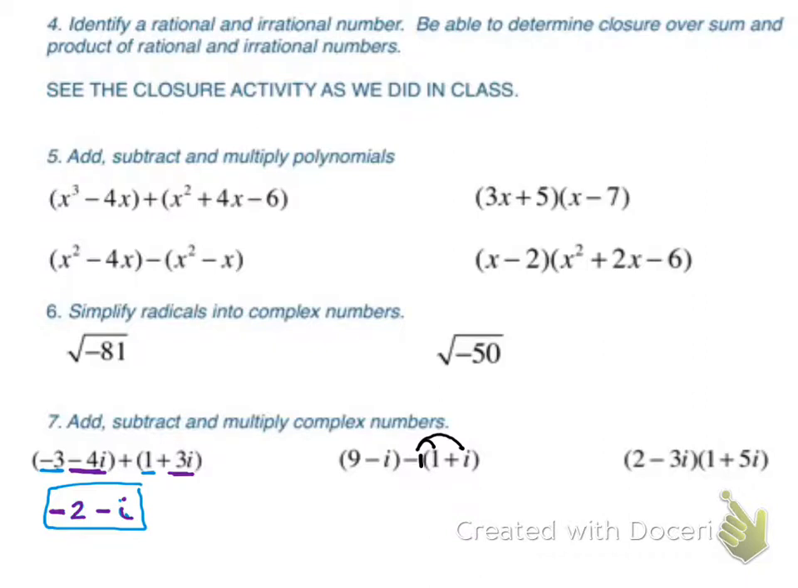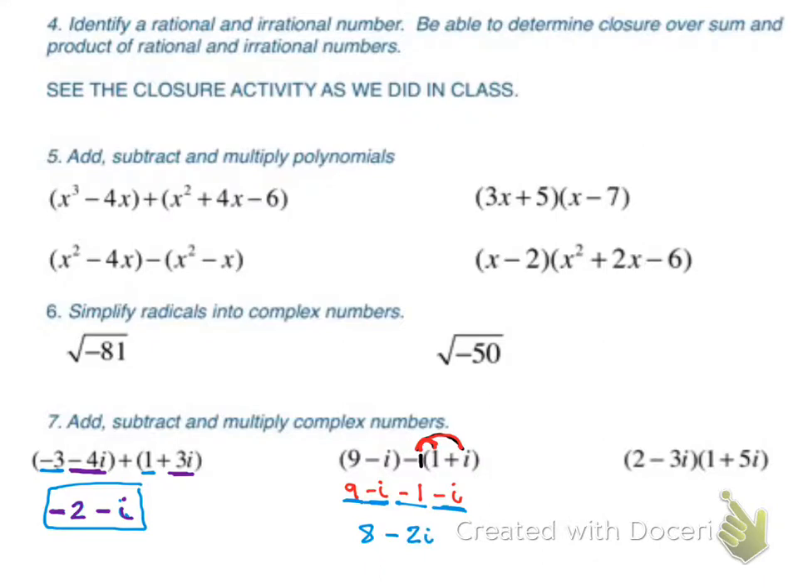So the first parenthesis, we're going to keep it 9 minus i, and then flip all the signs for the second parenthesis because 1 times negative 1 gives us negative 1, and then negative 1 times i gives us minus i. And then we combine our like terms. We have 9 minus 1, that gives us 8. And then negative i minus i, right, that's negative 1i minus 1i, that's negative 2i.